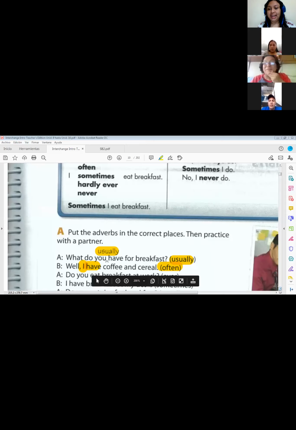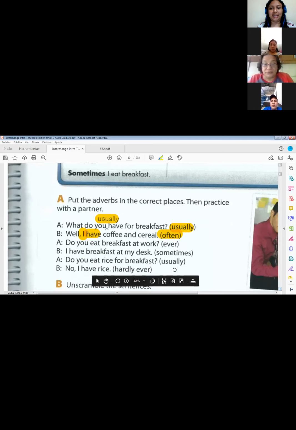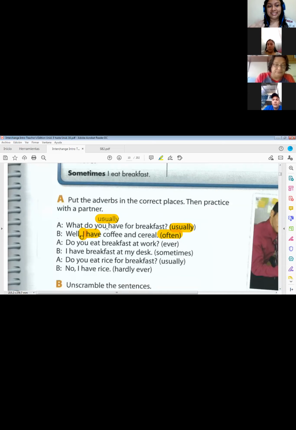Okay, so in exercise number 2, the one that has the word often here. What is the right answer for this one? I often have coffee and cereal. Good. Okay, very good. Now, for the next one, with the word ever, how does the question go? Do you ever eat breakfast at work? Good.